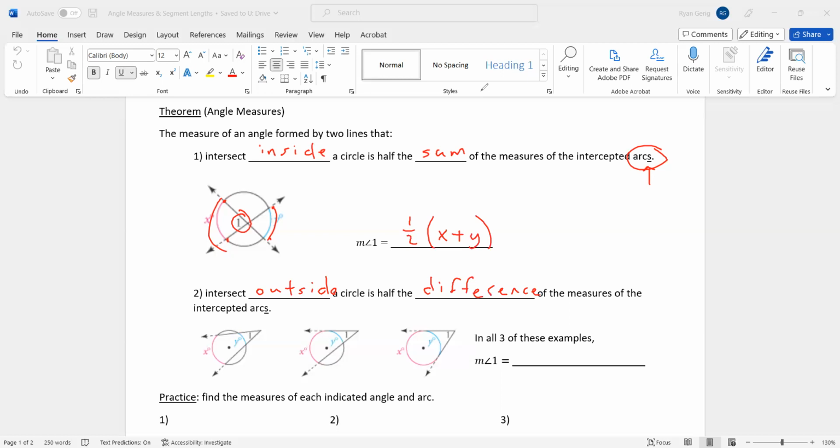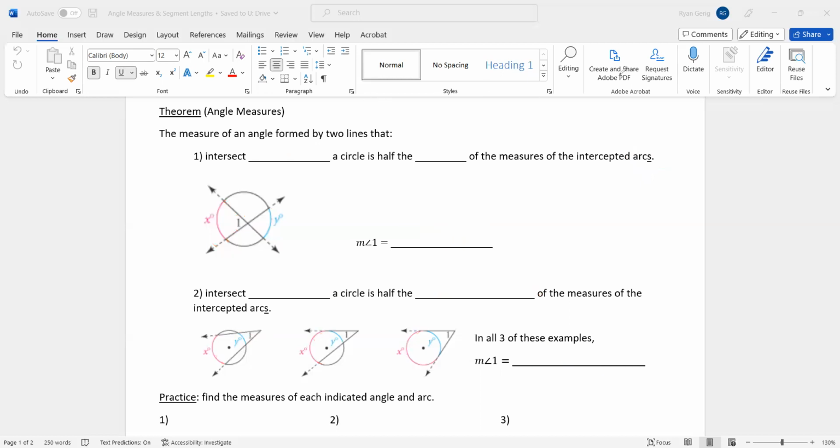There's 3 examples here. Basically, the first one is 2 lines that go through the middle of the circle. Second one is a tangent line and a line that goes to the middle of the circle. And then the third one is 2 tangent lines. These are all talking about angles, though. So the measure of angle 1 is equal to half the outside arc minus the inside arc. So it's going to be X minus Y in each of these. The outside arc is the one furthest away from the angle, so it's X in all of these. So that is the theorem with both of its situations.